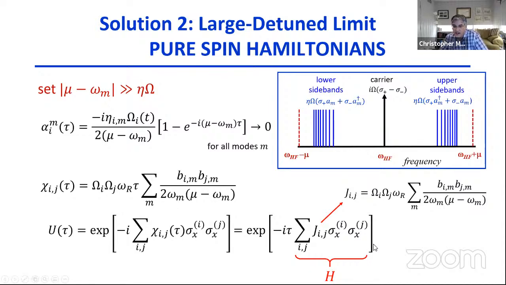It's an all-to-all connected Ising model where the interaction between any pair of ions is given by this nasty formula, which is a sum over all the modes. Each mode is mediating the interaction, and you have to sum over all of them. Okay.